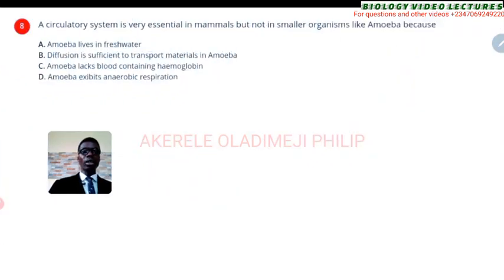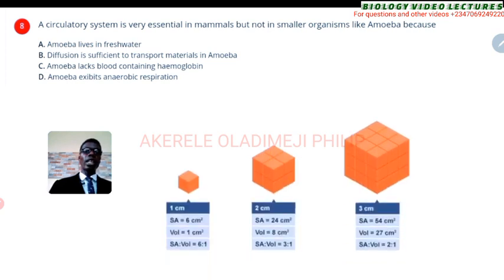A circulatory system is very essential in mammals, but not in smaller organisms like amoeba, because amoeba lives in freshwater. No, because diffusion is sufficient to transport materials in amoeba. Yes. Now let me show you, there's something called surface area to volume ratio.